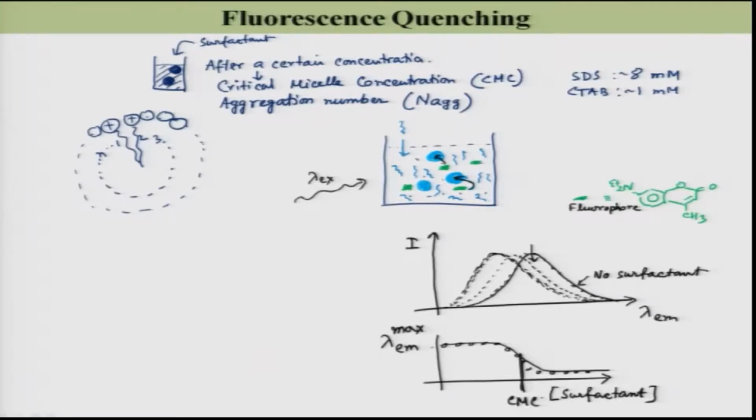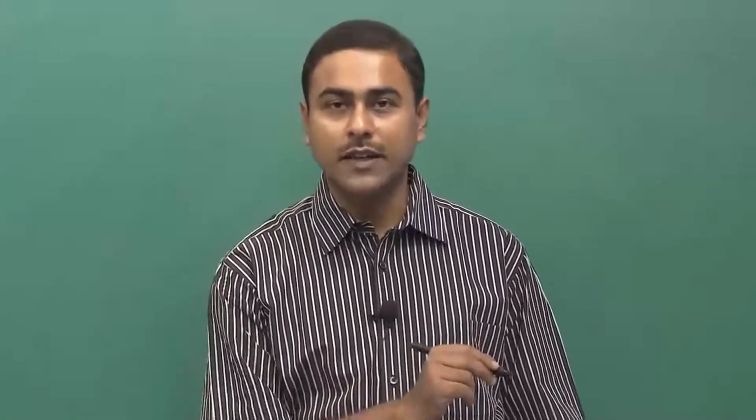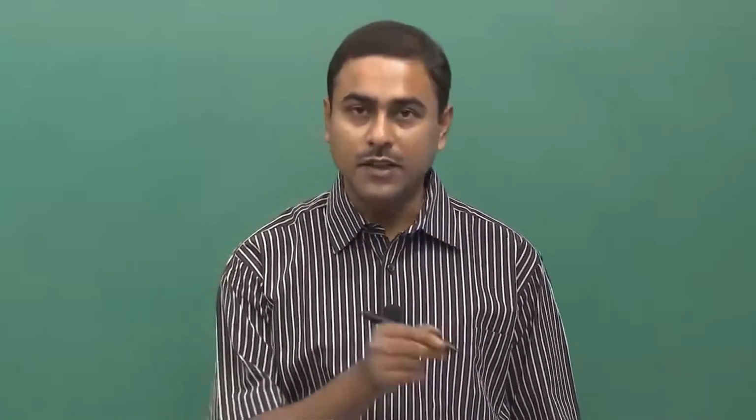We can now use this fluorescence quenching to get the aggregation number of this micelle. Let us see how we can use this fluorescence quenching to find out the aggregation number, right. Like we have found the CMC value by the fluorescence method, but in this case we will use the fluorescence quenching method to find the aggregation number of this micelle. We will find the N aggregate.